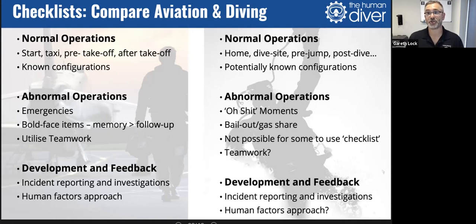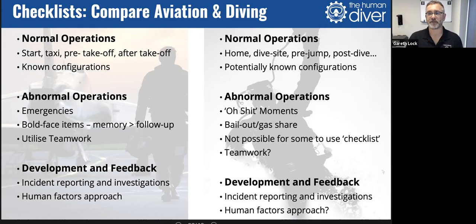Abnormal moments, we've got oh shit moments. That's where it might be a free-flowing regulator, it might be an inflator hose detaches, it might be a solenoid sticks open. Those are all things that you have to do from memory because you don't really have a checklist there and you couldn't really access it. So it's the same as the bold face items that the pilots have to do. And it could be that you've got to gas share some things. So there isn't really a possibility to use a checklist.